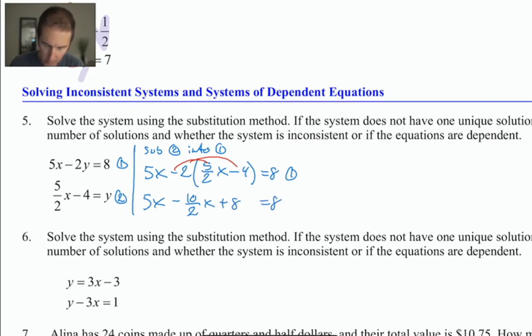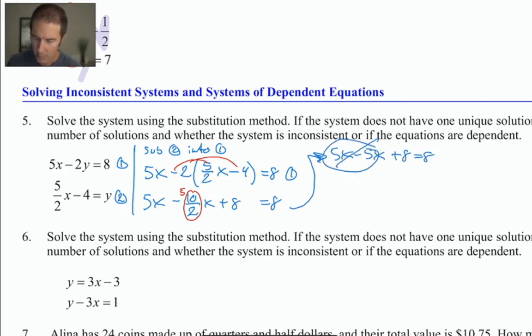And then notice that this 10 over 2 is going to reduce and turn into a 5. So we can write our equation now as 5x minus 5x plus 8 equals 8. Well, these 5x's are going to cancel, which leaves us with a statement that says 8 equals 8.